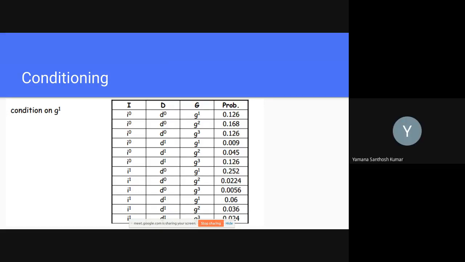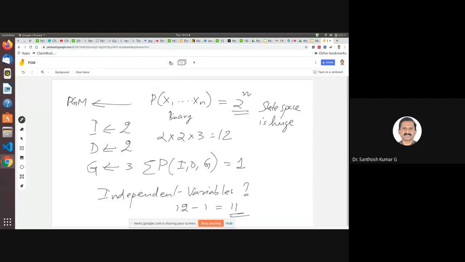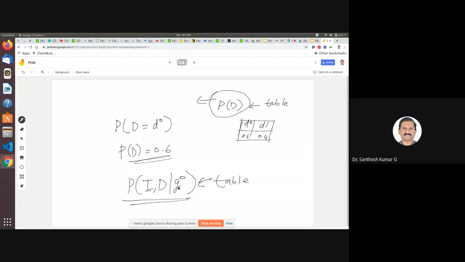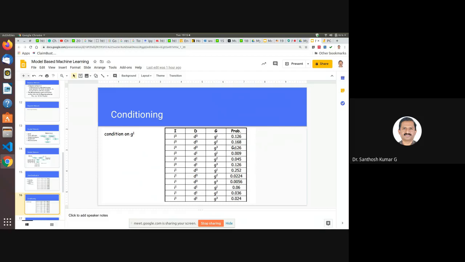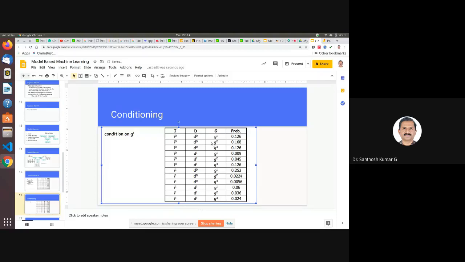So, multivariable joint distributions. In the previous discussion, we agreed that this is a table, right? So what is this table? You are conditioning on G1, which means you are not interested in any other parameters associated with capital G. So you just take the first row, and the second and third we are not interested in because they deal with G2 and G3.